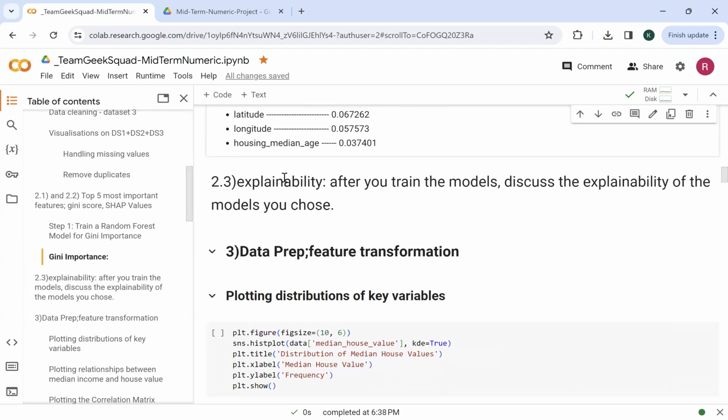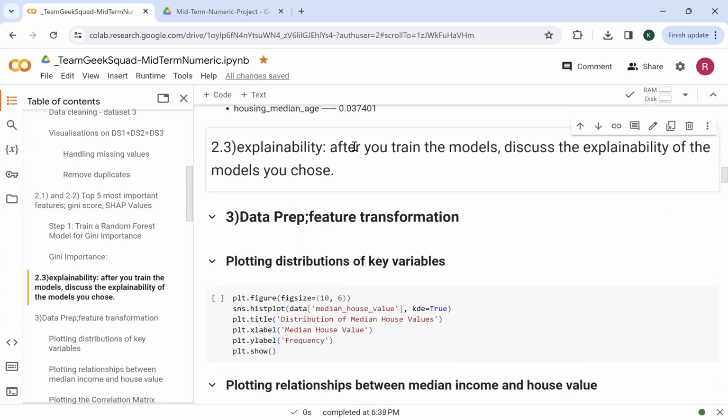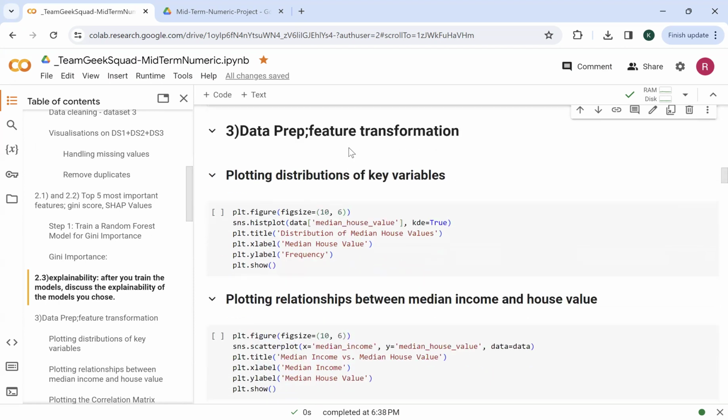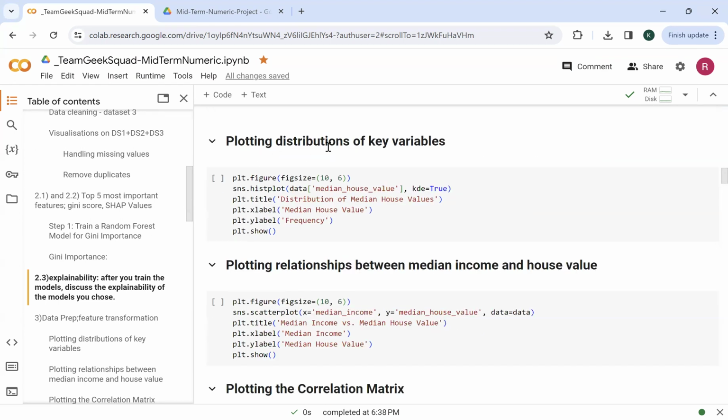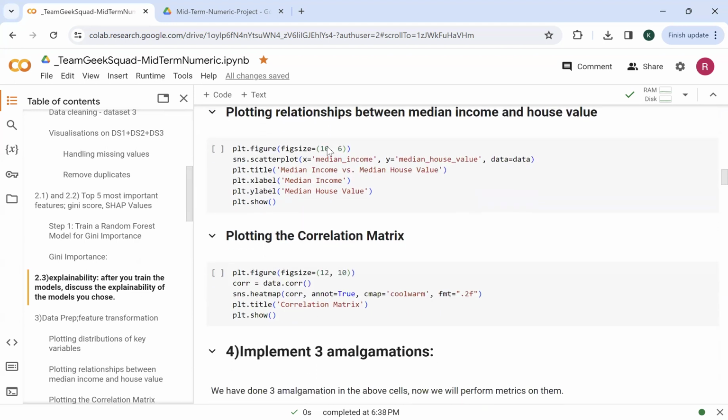Next, we'll take a look at the models: we'll train the models and discuss them. And here are some of the plots related to the distributions.